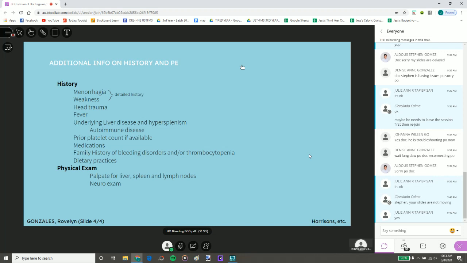And then neuro exam, as the patient had weakness and there's a CT finding for cerebral hemorrhage.